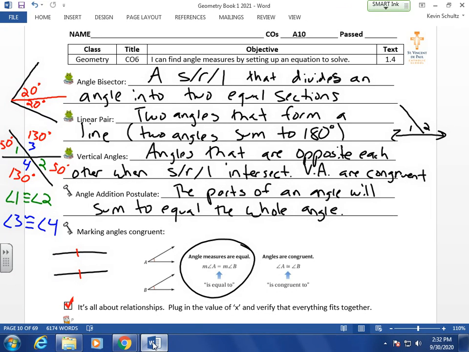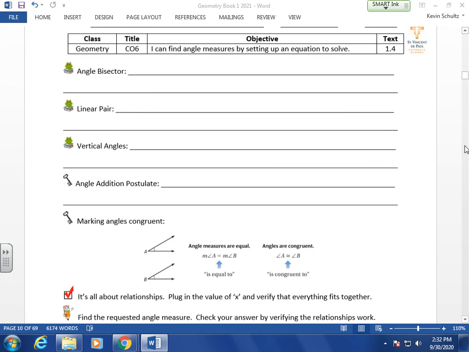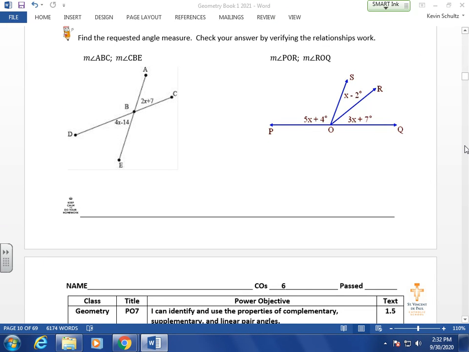All right, so let's practice using some of these relationships here in these diagrams below. So it says, find the requested angle measure. Check your answer by verifying that the relationships work. So I'm asking you here for angle ABC, which is this angle here in red, and also the measure of angle CBE. So from point C to point B, down to point E, this angle right here.